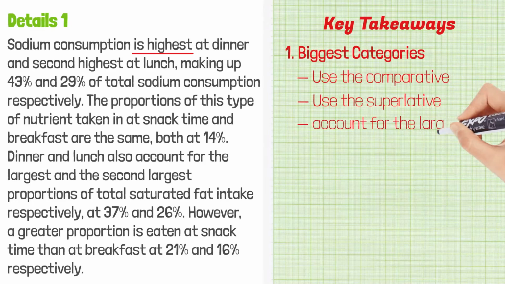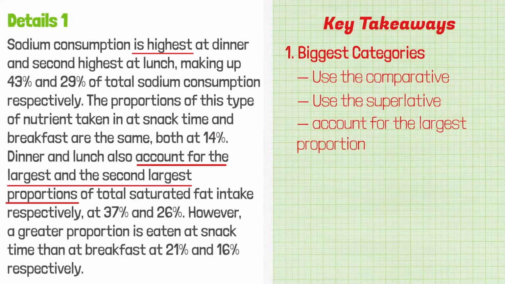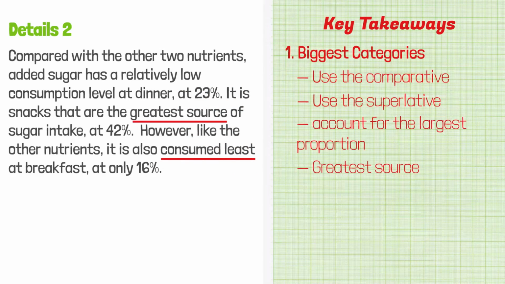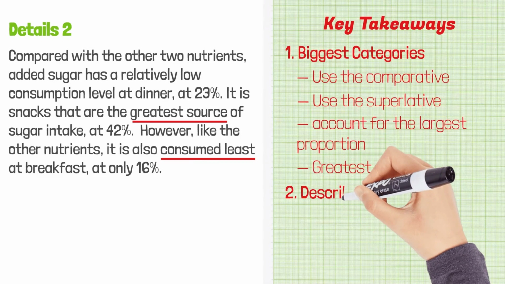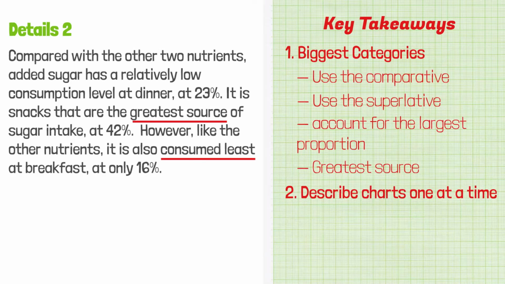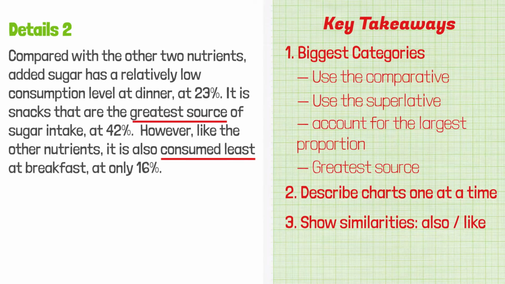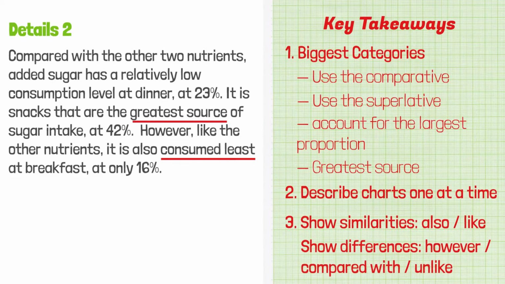Use account for the largest proportion of the total. Use greatest source. Snacks are the greatest source of sugar intake. Secondly, don't report 2 charts at the same time. Instead, describe them one at a time. Thirdly, reporting charts one by one doesn't mean we don't compare them. We still compare them, and you can use also or like to show similarities, and use however, compared with, or unlike to show differences. That's all for this video.